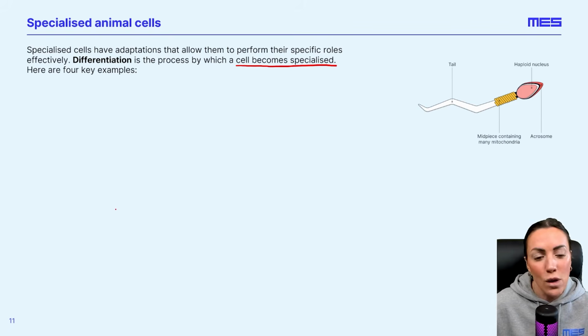So let's look at 4 key examples of specialised animal cells. The first image we've got here is a sperm cell. Now you might be asked to describe its function.